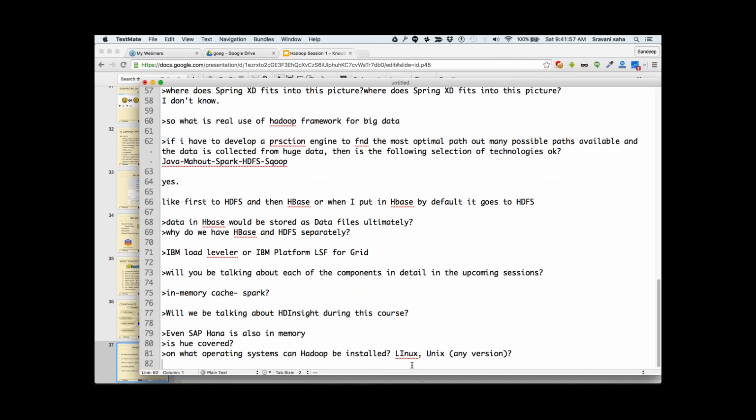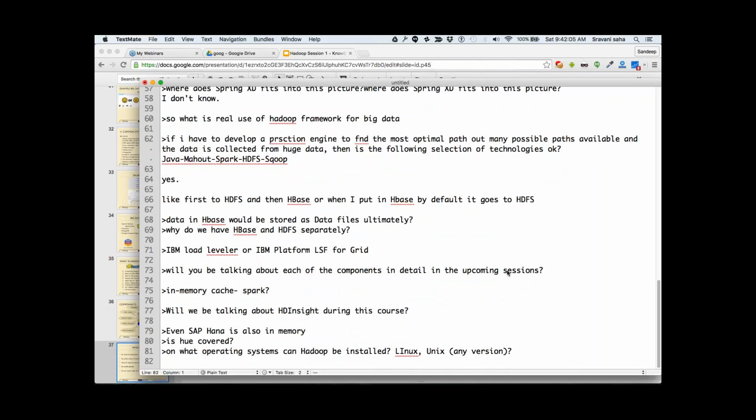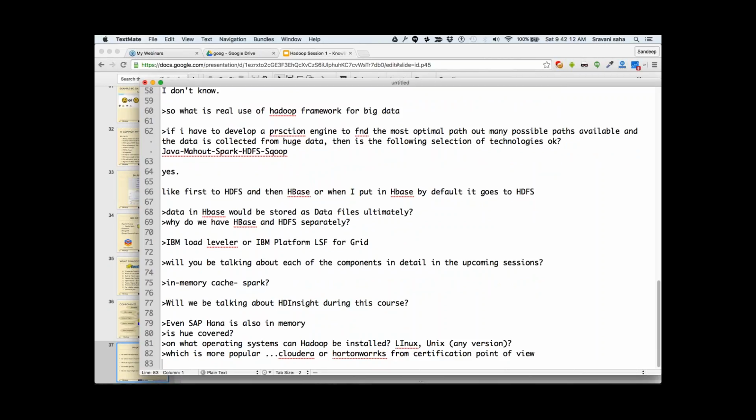So Mahesh is asking, on what operating system can Hadoop be installed? Hadoop can be installed on any Linux, Unix or Windows as of today. Yes is asking which is more popular, Cloudera or Hortonworks, from a certificate point of view. Cloudera is a little more popular than Hortonworks, but I like Hortonworks certification because it focuses more on hands-on exercises, right?